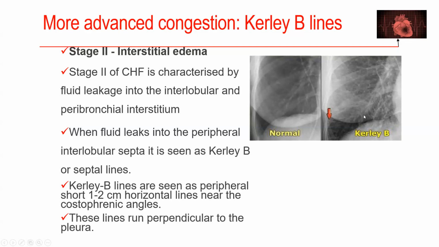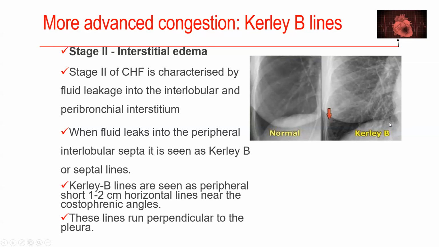Kerley B lines are basically horizontal lines that appear near the end angles, or the costophrenic angles, of the chest X-ray. So you see the difference between here's your normal and see all that engorgement. That's just pulmonary vascular engorgement. I'm now able to see the pulmonary vessels, mostly in the dependent surface of the lung. I always thought Kerley meant curls. No, Kerley is the name of the physician who identified it.